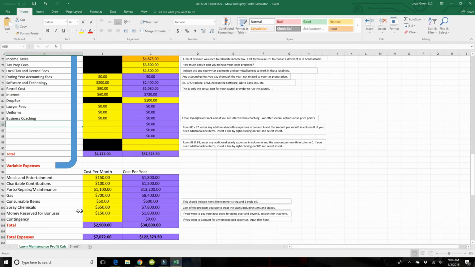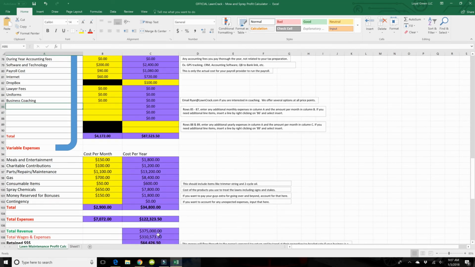Money reserved for bonuses. So even though I told my guys I wasn't going to give a bonus because of the high percentage rate I was paying them, I still did end up bonusing them each out a couple $100 around Christmas. And that brings the total variable expenses to $34,000, total expenses to $22.